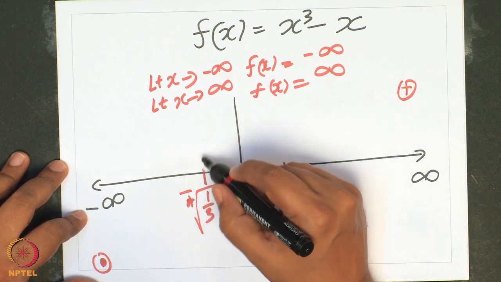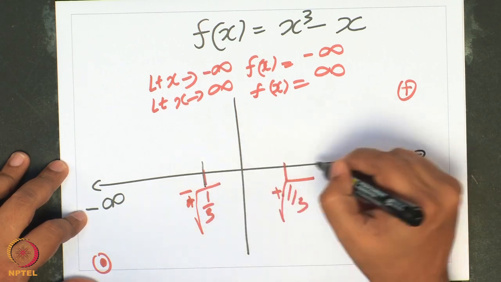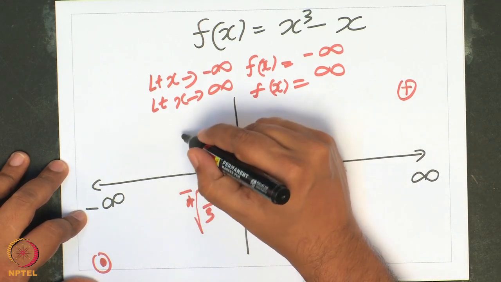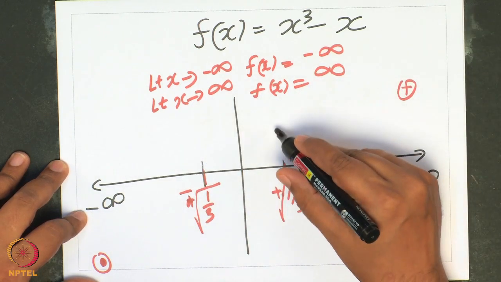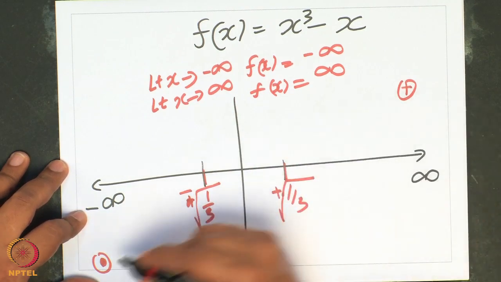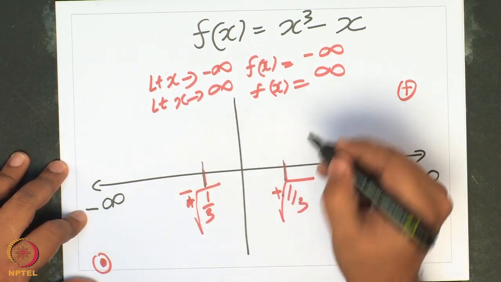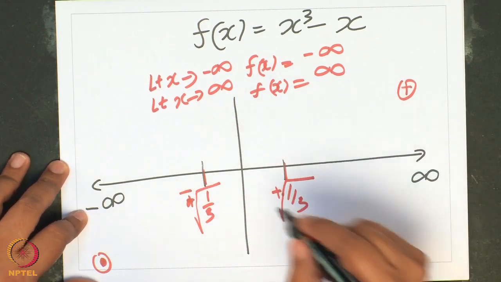Now the next question is, in this turning point and in this turning point, whether it is going to turn upside down or down up, right? Is it a positive curvature or a negative curvature? That's something which we still have to find out. The second derivative will tell us whether it is a positive curvature or negative curvature.